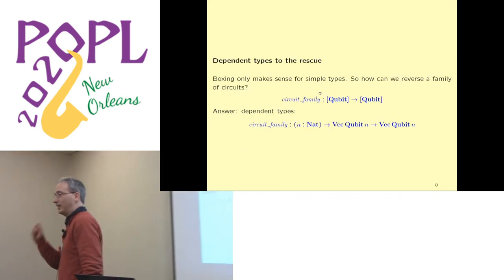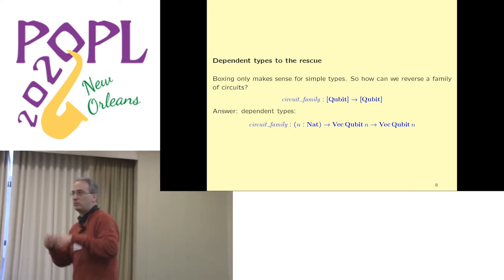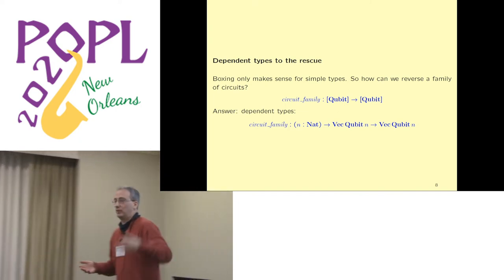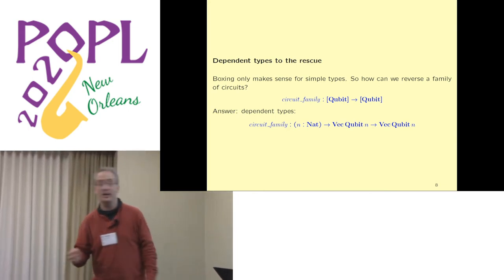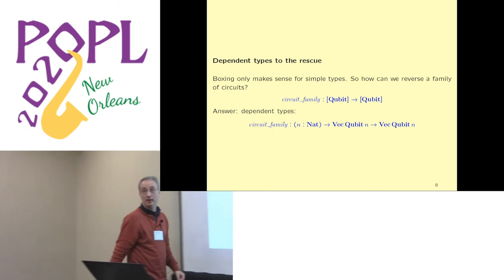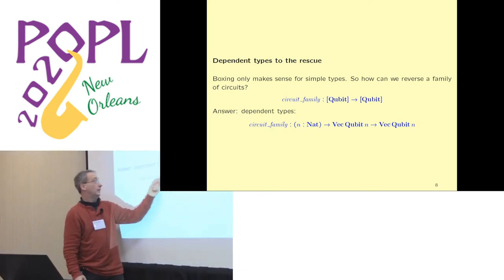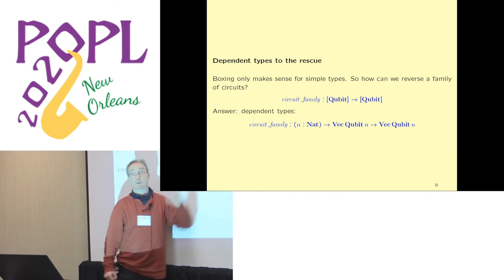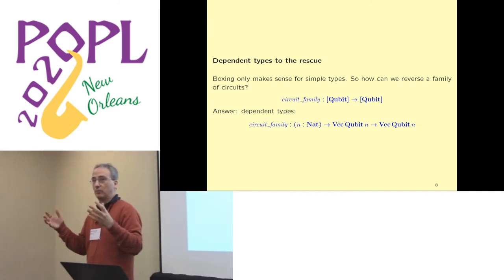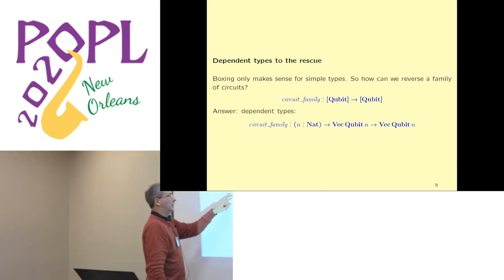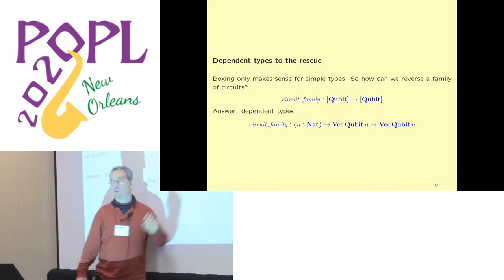Now, dependent types are exactly what we need to untie this little Gordian knot. It was probably obvious to everyone even 15 minutes ago, and certainly obvious to everyone even 10 years ago, right? Dependent types are a much better way of dealing with parameters and state. Instead of saying it's a function from list of qubits to list of qubits, where you don't know how many qubits it's going to return for every given input list, you can just say, for all n, take a vector of n qubits and output a vector of n qubits.